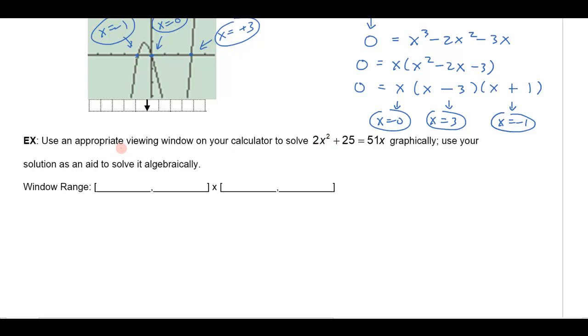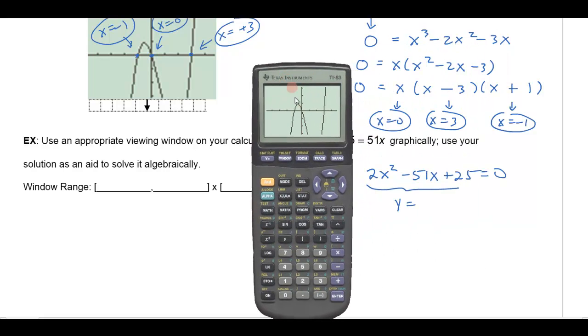The problem asks us to use an appropriate viewing window on our calculator to solve this, and then use that viewing window as an aid to solve it algebraically. So what I'd want to do is think of this as 2x squared minus 51x plus 25 equals 0. I'm going to graph this. I'm going to let this be my y equals on my calculator here. So if I graph 2x squared minus 51x plus 25, I'm going to hit my standard window here and see what I get.